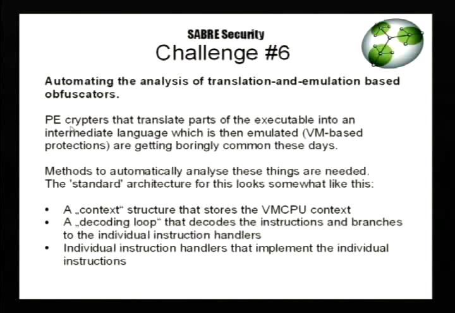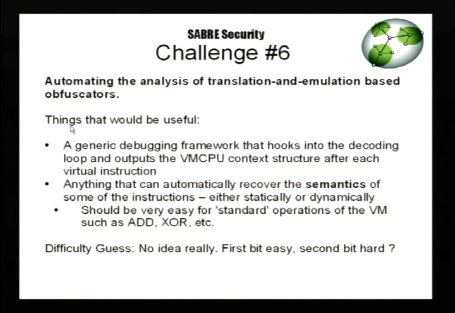But from my experience, the standard architecture for such a VM-based protection is that you have a VM, and that VM has a context, meaning the set of registers of that CPU, some sort of data structure. And then it has a decoding loop, where it fetches a new instruction, and then uses that instruction to branch off to the different instruction handlers, and then they update the context somehow, and then it returns. So a trivial and easy thing to do would be to just generate a generic debugging framework that each time you see a VM-based protection, just hooks into this decoding loop, and that lets you see the changes to the virtual CPU context on every iteration. That's basically just one breakpoint at the right spot in the loop and knowledge of the data layout of the context.